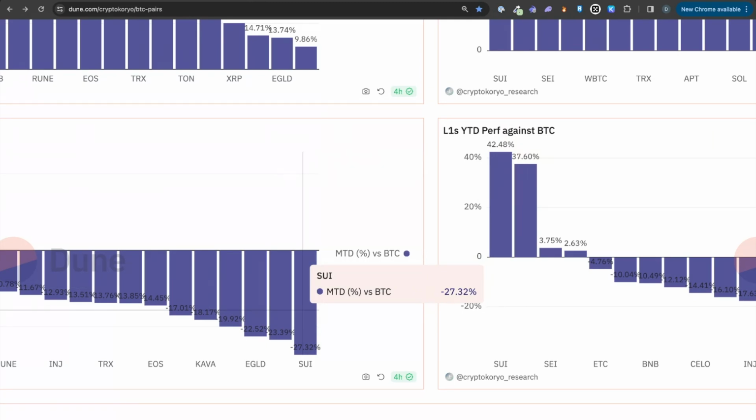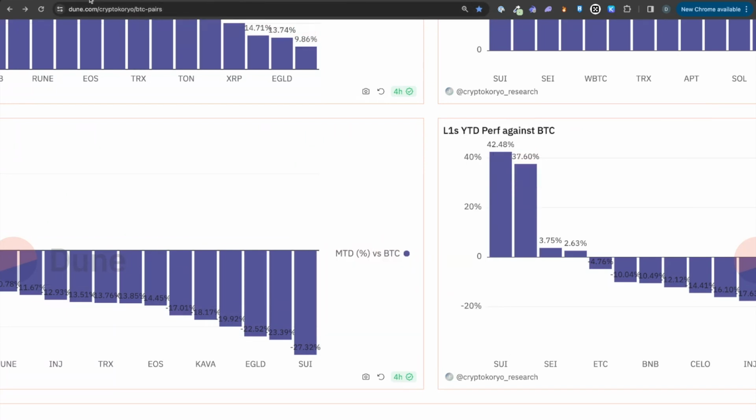And I don't even need to look at anything else. If I've already done my homework and I know that project and I know how they are doing and I follow them on social media, etc., I can just go and buy Sui. Again, I'm talking about this just as an example, okay? But let's look at Sui.